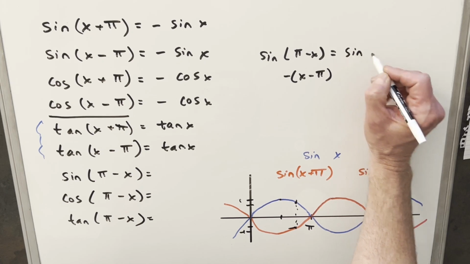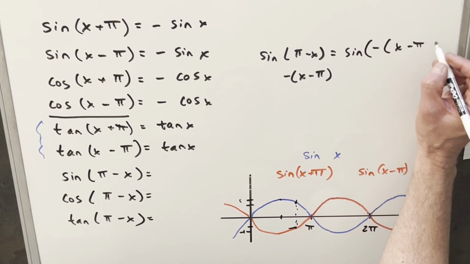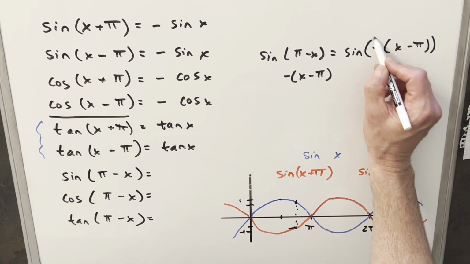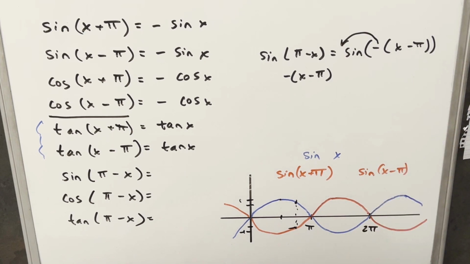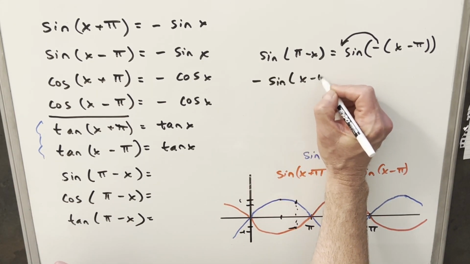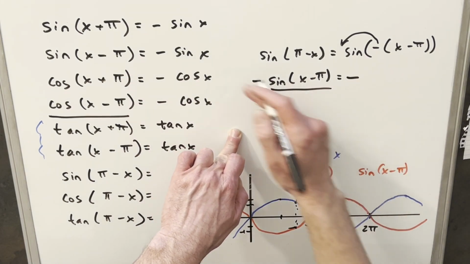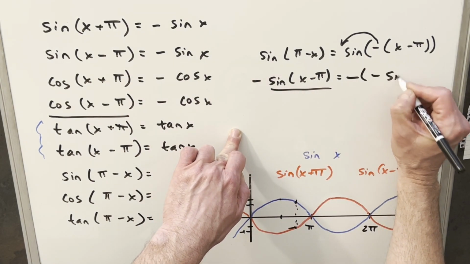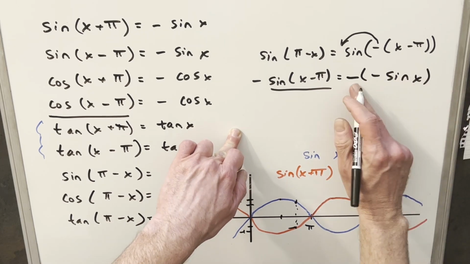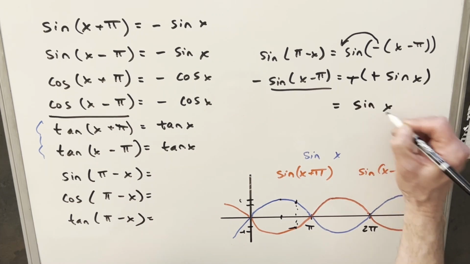So if we put this in here and we write this in this form, sine of minus x minus pi, then sine is an odd function, so I can basically just take this minus sign and bring it outside of the function. So when I do that, we can write this as minus sine x minus pi. So for this, we can just use this formula right here. We'll have our minus out front, and this becomes minus sine of x, but then minus times minus is plus, and so our formula for this is just going to be sine of x.